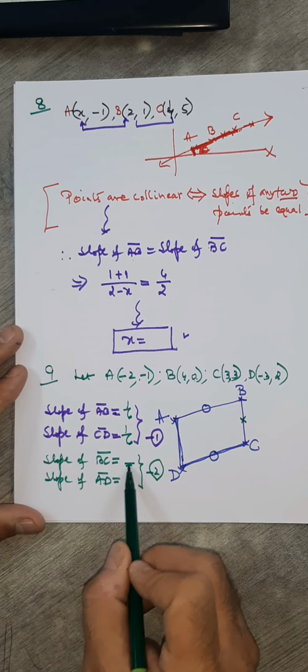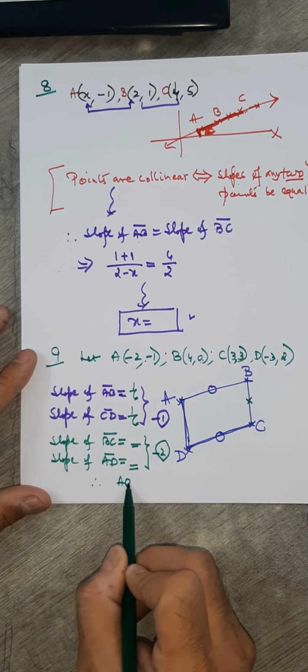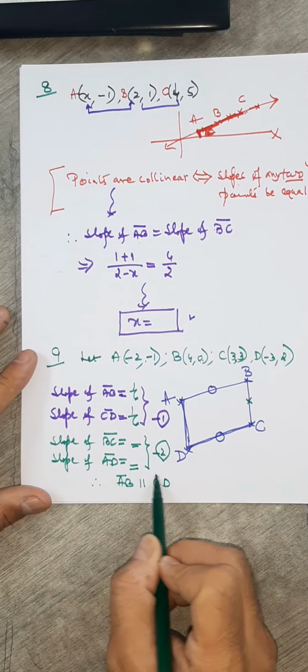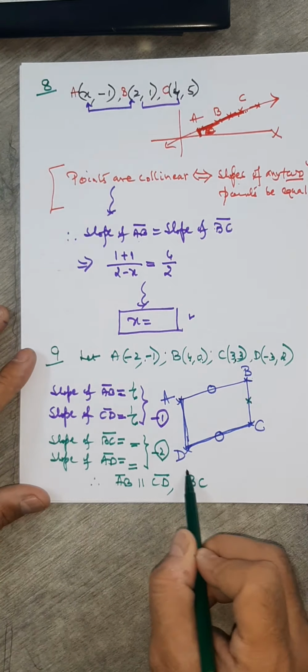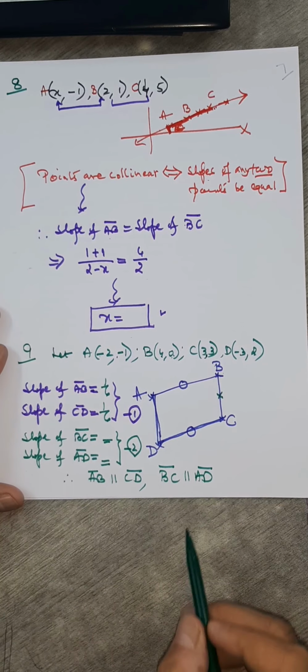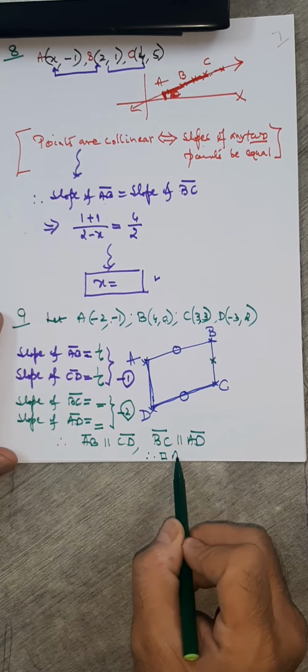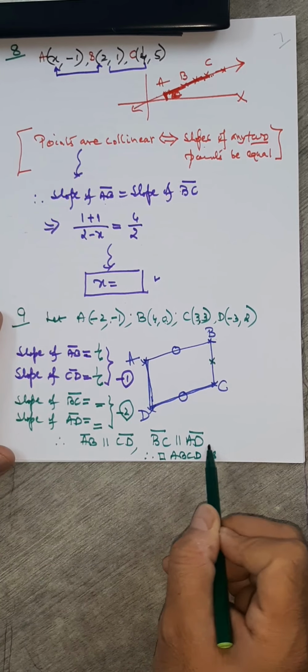Similarly check for these two, they are equal. So from 1 and 2 you can say that AB is parallel to CD and BC is parallel to AD. Opposite sides are parallel and therefore your conclusion is that quadrilateral ABCD is a parallelogram.